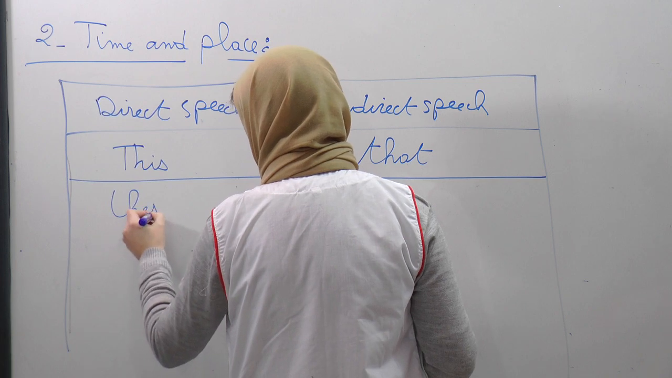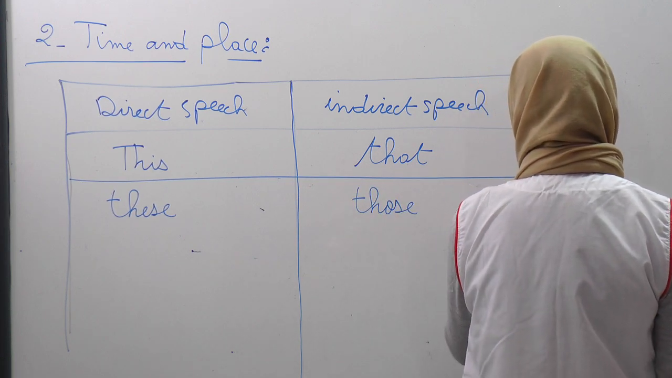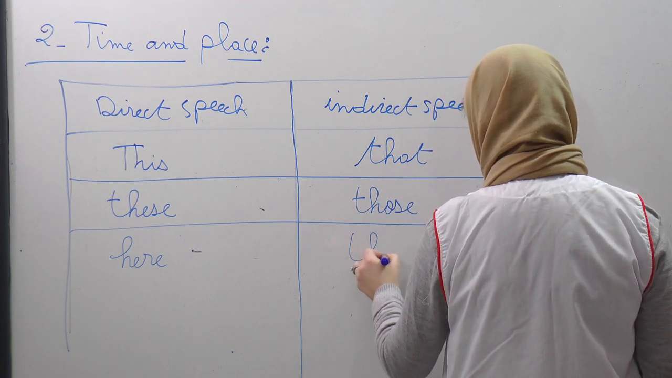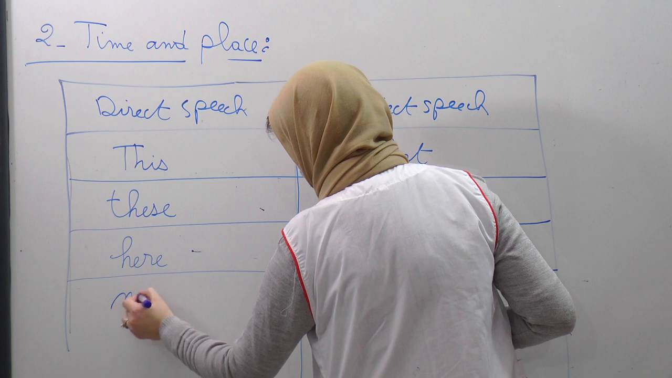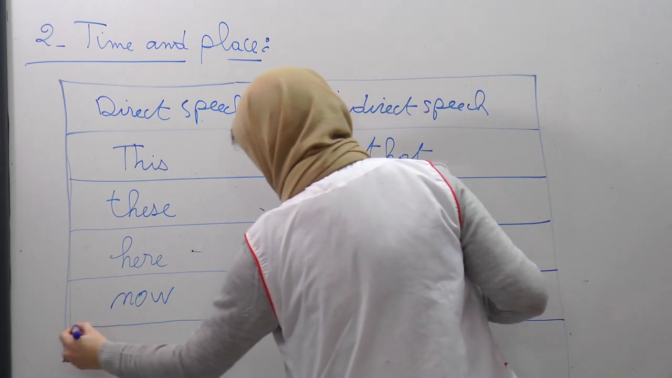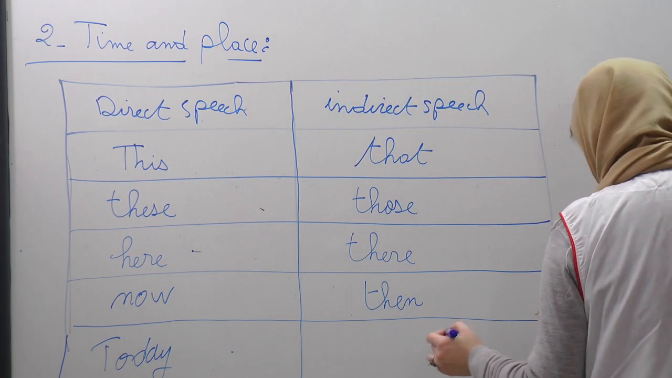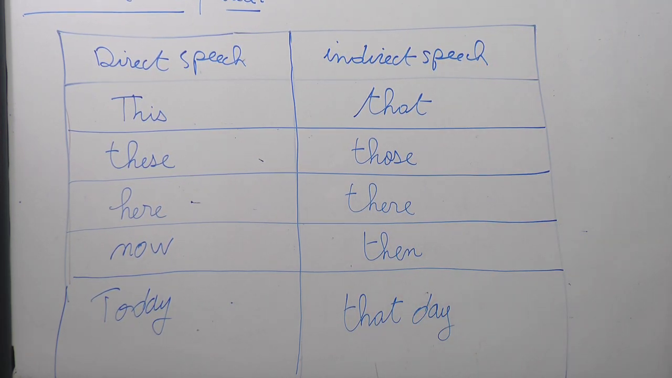These, which is the plural form of this, becomes those. Here becomes there, a preposition of place. What else? Now becomes then. Today becomes that day. Next we have yesterday.